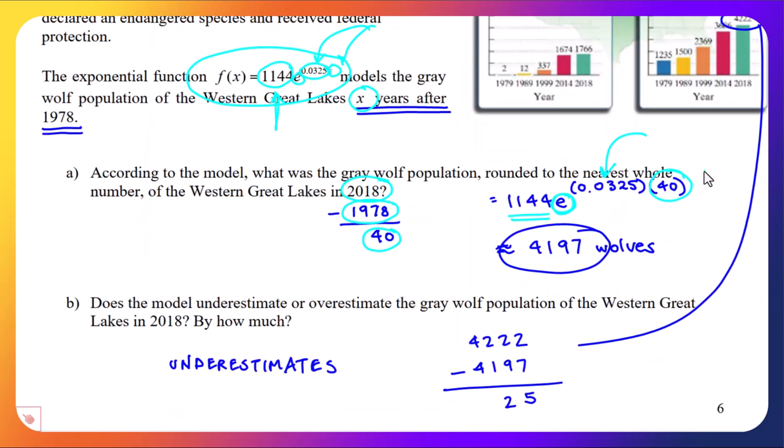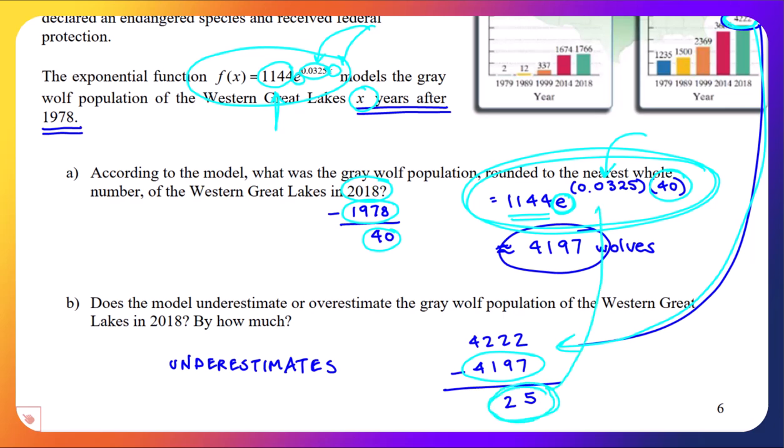Now understand, this is just a formula that's supposed to mimic what really happens. And it's pretty good. Because what really happened is there were 4,222 wolves. The predicted amount was 4,197, so they're off by 25 wolves. So this formula is not bad, but the actual number is the actual number. And so we underestimated the actual number. But it's close, so it's a good model.